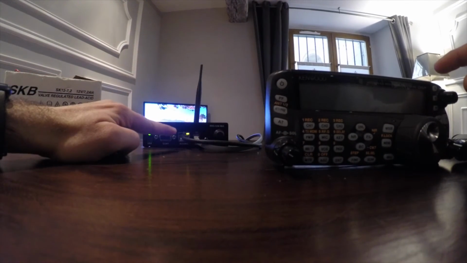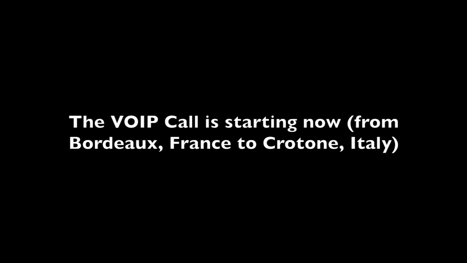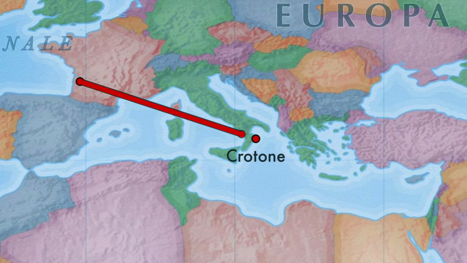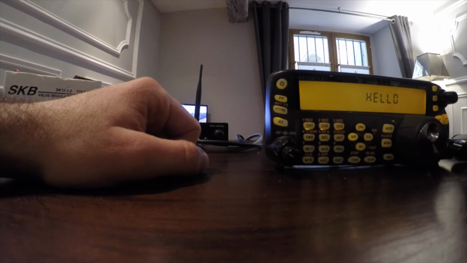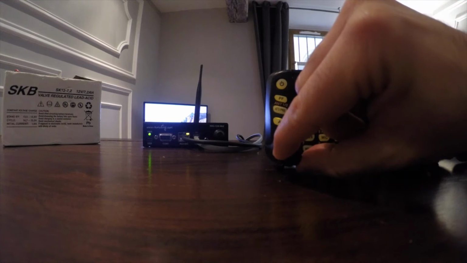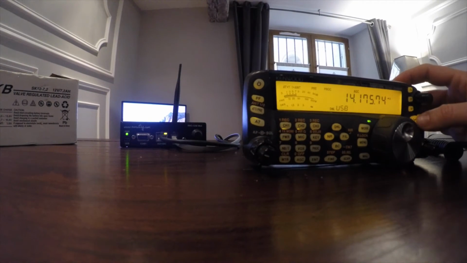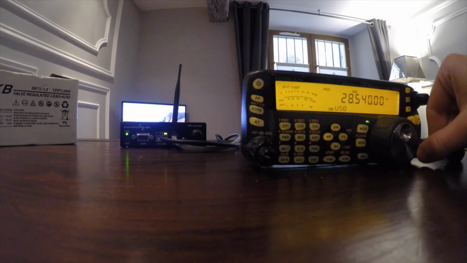As soon as I click here, it will become yellow. That means that the VoIP connection is ready. Just press once again, and you have the radio channel on. So now we are on the 14 megahertz band, 20 meters band. I can use the radio as I do normally at my shack, but now I am in France, and my radio, everything is in the southern part of Italy, in Calabria, Crotone. So I can use it as if I am there.